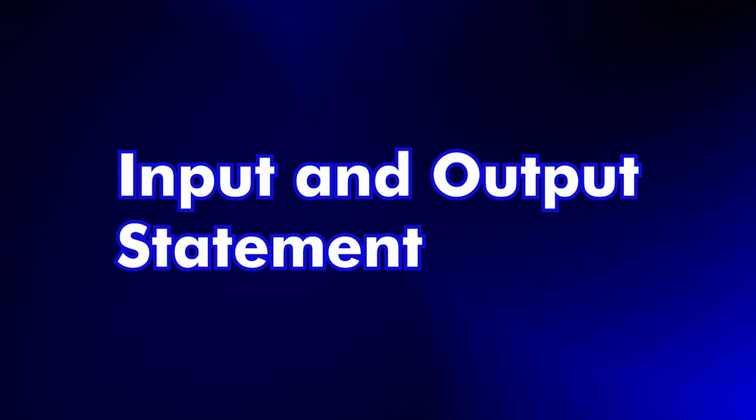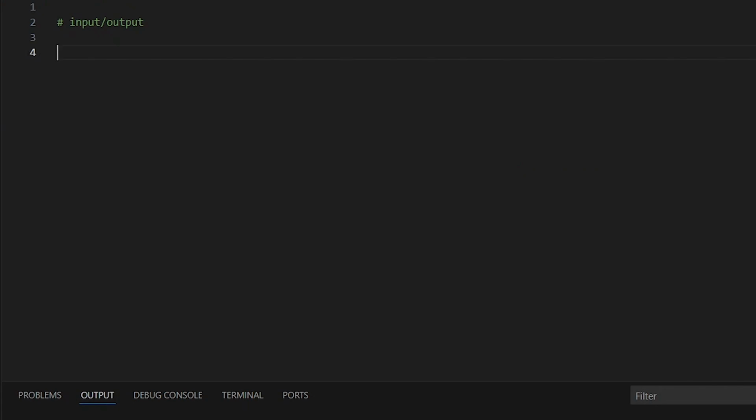Now we're going to learn about the input and the output statement. Input means that you're receiving data, while output means that you are displaying or giving out data. And for a very long time, we've been using the print statement. So a print statement is an example of an output statement.